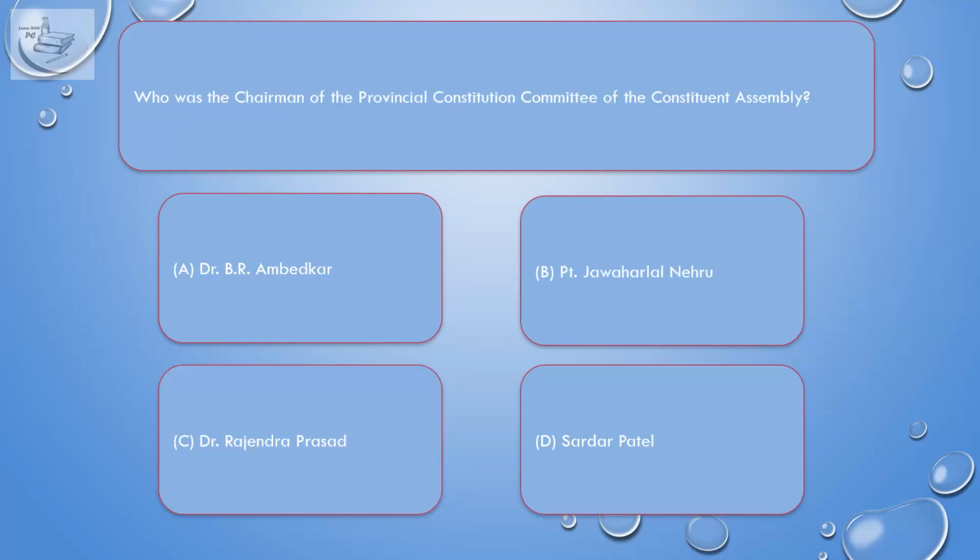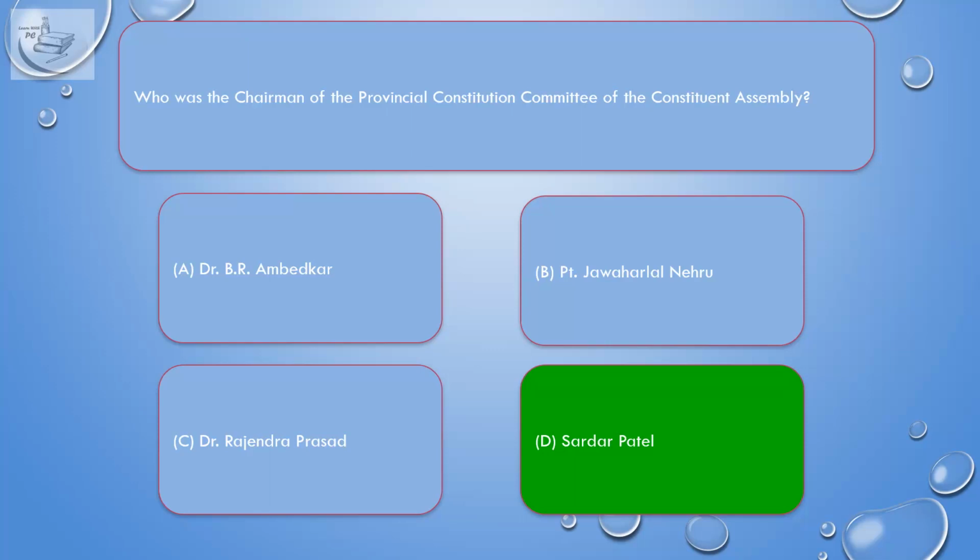Question: Who was the chairman of the Provincial Constitution Committee of the Constituent Assembly? A. Dr. B. R. Ambedkar. B. Pt. Jawaharlal Nehru. C. Dr. Rajendra Prasad. D. Sardar Patel. Correct answer is D. Sardar Patel.